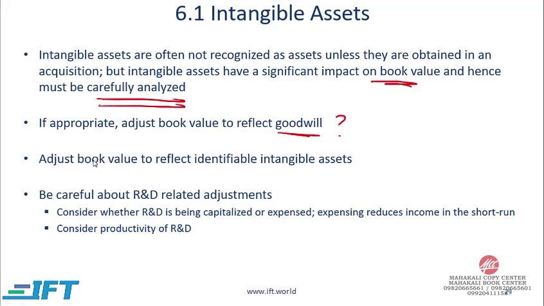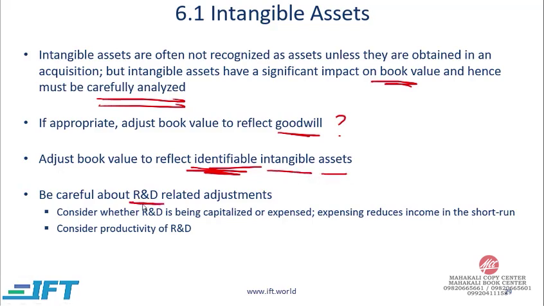What if the company has developed a patent internally and that patent clearly has value, but it is not shown on the books? What should we as analysts do? Should we add the value of that intangible item? Yes. So if there are any identifiable intangible assets which we can value, then we should value them and show them as assets, because that obviously will impact the equity of the entity. Adjust book value to reflect identifiable intangible assets.